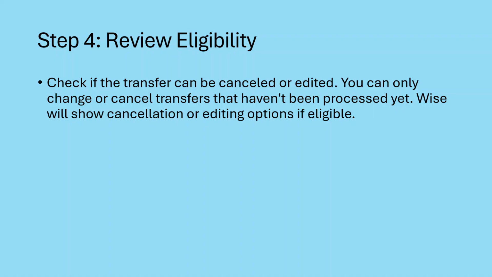Step 4. Review eligibility. Check if the transfer can be cancelled or edited. You can only change or cancel transfers that haven't been processed yet. Wise will show cancellation or editing options if eligible.